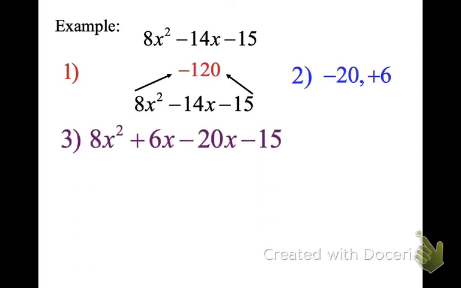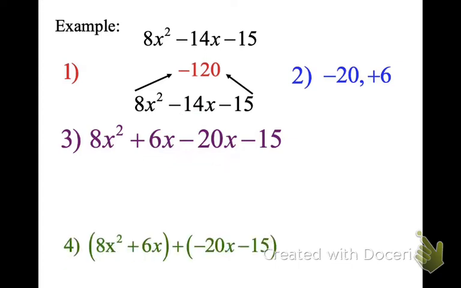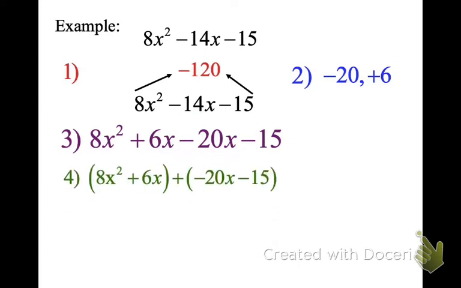So when we look at positive 6 and negative 20, it's like saying Edward versus Ed. It's just a longer name for negative 14. Now we're going to use factor by grouping. And it's important that we have this plus sign in between. Then we take out common factors out of each set of parentheses.